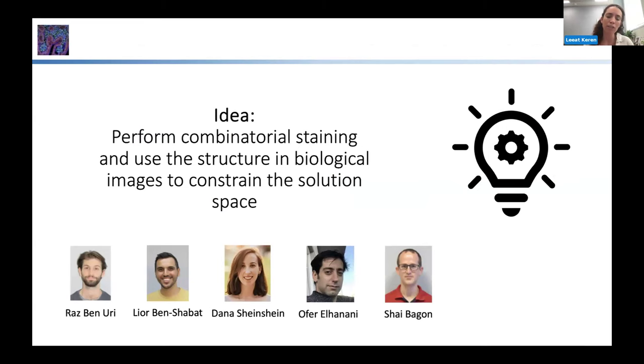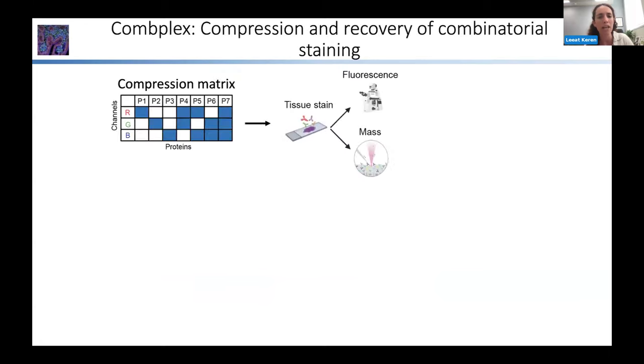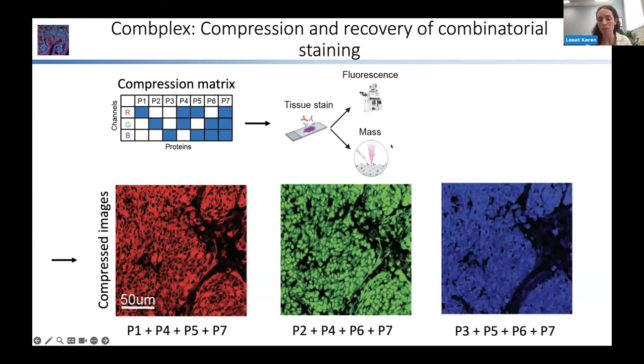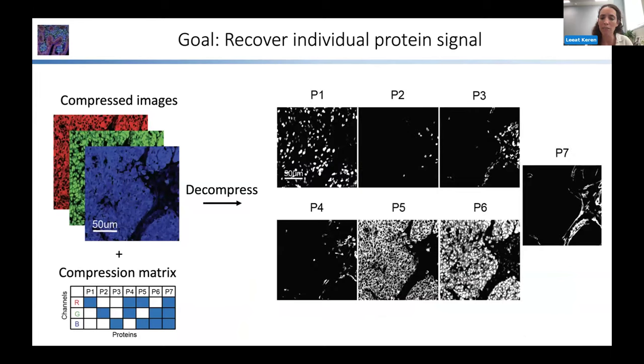And this was undertaken by a really fantastic group from my lab, Raz Ben-Uri, Lior Ben-Shabbat, Dana Scheinschein, Ofer El-Khanani, and Shai Bagon from the Weizmann AI Center. And so we call this approach COMPLEX, which stands for combinatorial multiplexing. And what we're trying to do here is take a tissue, stain it with a compression matrix, so with a compressed staining scheme, then take this piece of tissue to our measurement system, be it fluorescence or mass-based, any of them. What we will get out of this is these combinatorially compressed images where each one of the channels contains agglomerated staining of different proteins. And our goal is now to be able to take these compressed images and decompress them back to the individual proteins. This is what we're trying to do.